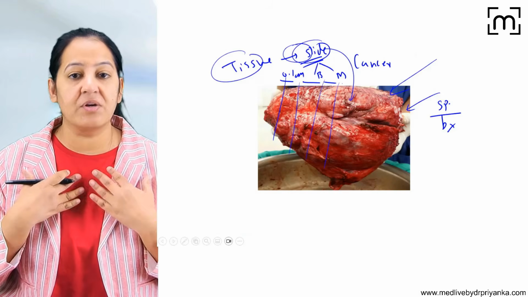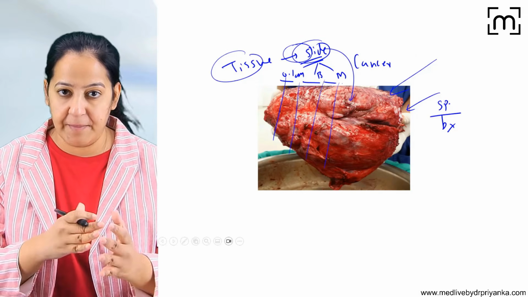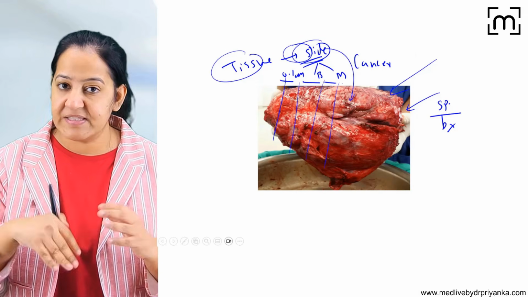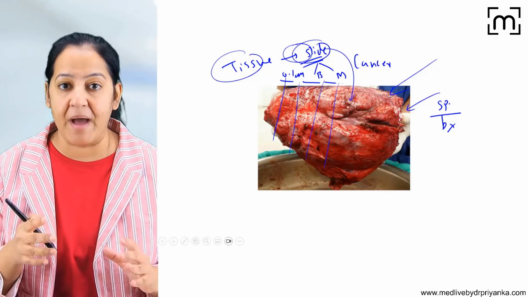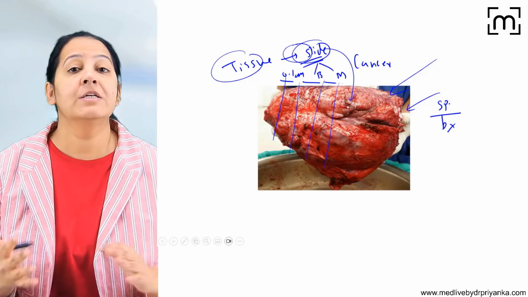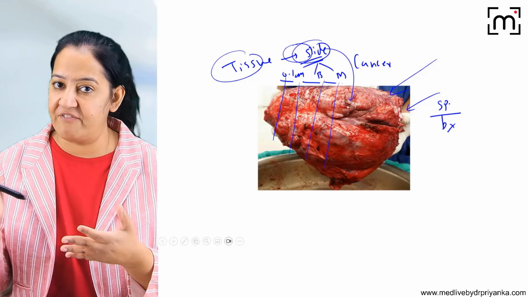So I am a pathologist. For example, you are a surgeon. You have operated on a patient and this is the cancer. You have sent it to my laboratory and you have given a call that, ma'am, have a look and tell me the diagnosis. So what I will do, I will give the cuts in that every 0.1 centimeter.